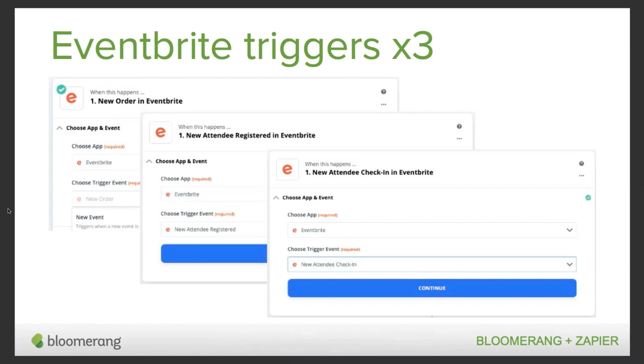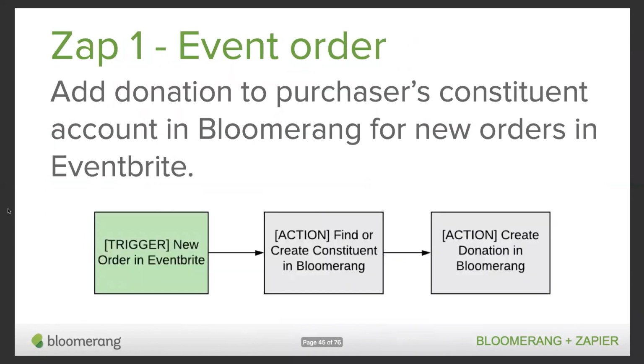Eventbrite integration, when we think about it in totality, is generally 3 different Zaps. And depending on your configuration, they generally all run at the same time per event. So the first one is logging the event order. When a new order is made in Eventbrite, we want to find or create the constituent that is the purchaser in Bloomerang, and we want to create a donation on the purchaser's timeline for the Eventbrite order.